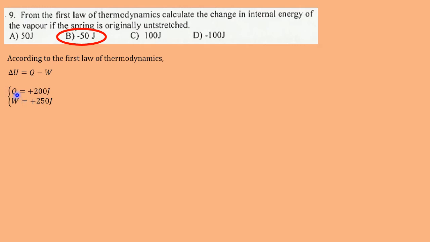Now we have been given Q in the question to be 200 joules, and it is positive because this heat is put into the system, and we have calculated the work to be plus 250 joules because the system does work on the surroundings. Now when we have that substituted in the equation, therefore the change in internal energy, we're going to have delta U equal to plus 200 minus plus 250, and when we do the simplification, we're going to have delta U equals minus 50 joules.